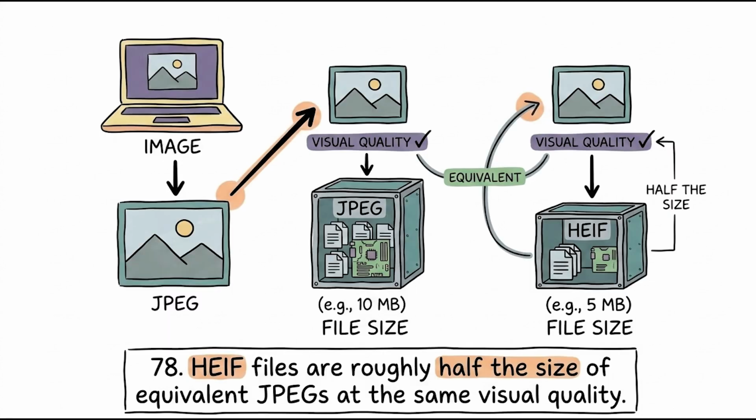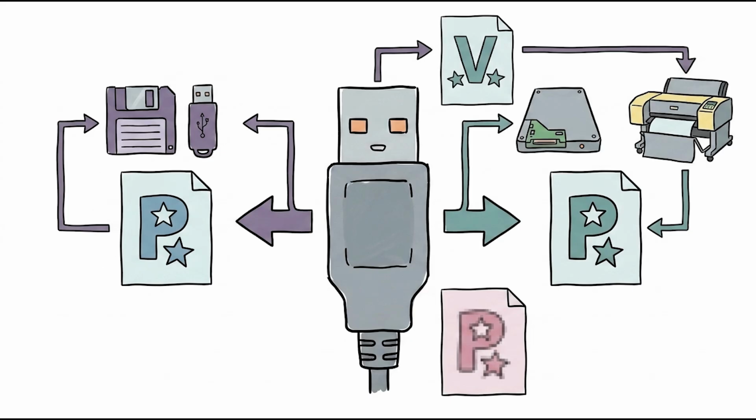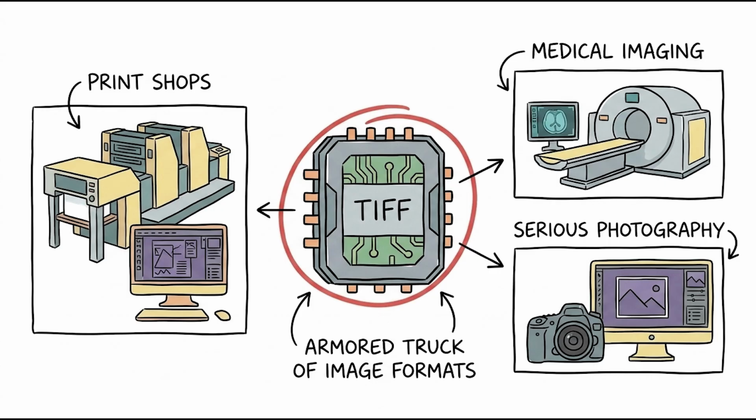HEIF files are roughly half the size of equivalent JPEGs at the same visual quality. They also support 10-bit color, depth maps, and image sequences in a single file. The problem is compatibility. Windows took years to add proper support. Many web platforms still silently convert HEIF to JPEG on upload. Use HEIF if you live in the Apple ecosystem and care about storage. Just know that sharing outside that world can get messy.